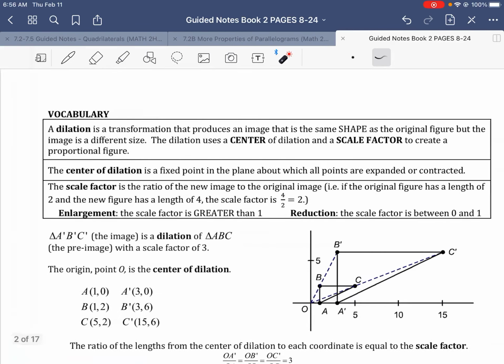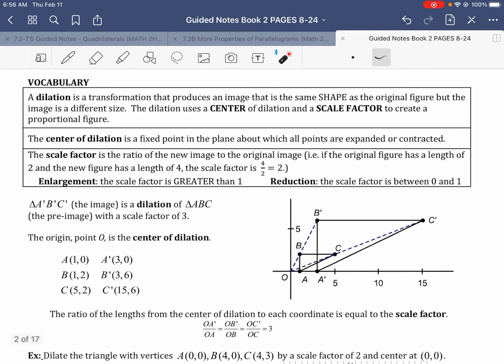Okay. Turning over to the next page, a dilation gives you kind of a definition right here. It always uses a center of dilation and a scale factor. So we want to make sure that we know what those are specifically. Again, the center of dilation is a fixed point, so we need to know what that is. And then the scale factor is the ratio of the new image to the original.